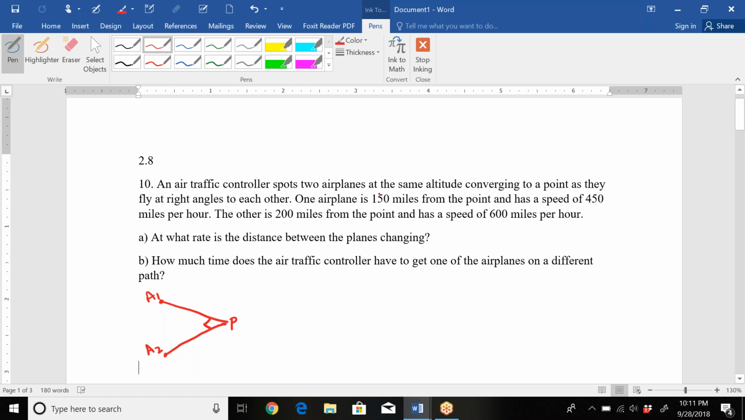And it says one of the airplanes is 150 miles from the point. So we don't necessarily know that these two lengths are the same. In fact, they're not going to be. So this is 150, and it has a speed of 450 miles per hour. And this was miles right here. So think of this as being like an x side of this triangle, and then this would be dx/dt. So speed is the change in miles over the change in time. The second side is going to be 200 miles, and its speed, which we'll call dy/dt, is going to be 600 miles per hour.